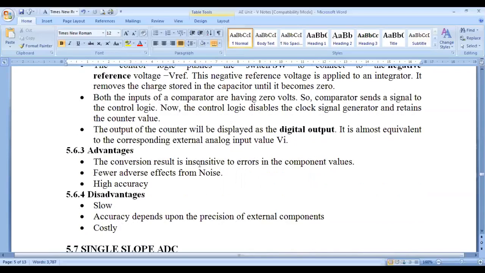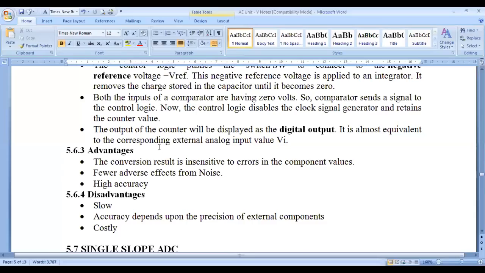Advantages: insensitive to error in the component values. Very few adverse effects from noise; the impact of noise will be very small. Accuracy will be higher. The disadvantages are that it is very slow, accuracy depends upon the precision of external components, and it is very costly.